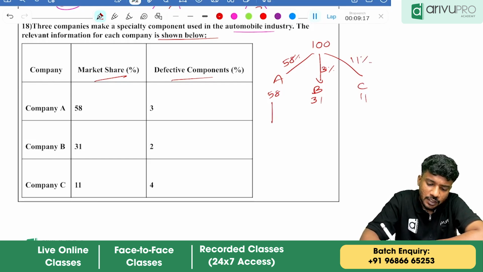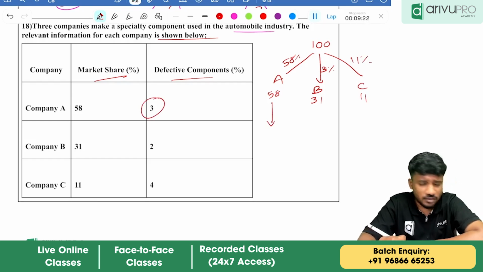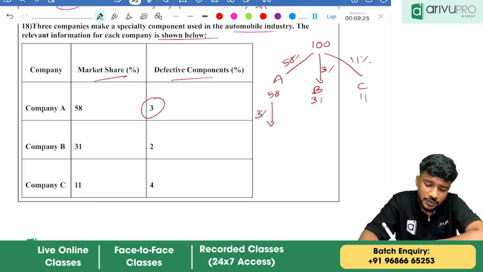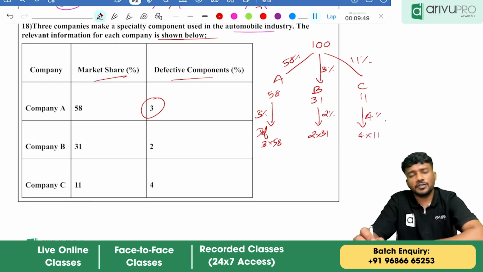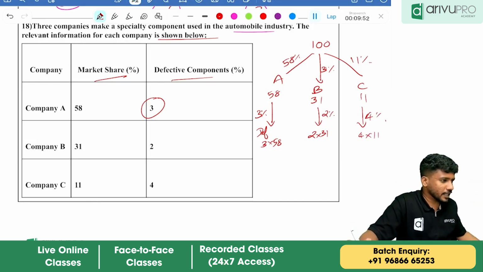Now, if you ask me, company A produces 3% of the defective components. There are chances of 3%. That means 3% of defective means what? 3 into 58. Okay, 3 into 58. I'll write it. Then here it will be what? 2%, right? 2 into 31. Then here it will be what? 4%. Correct? Here it is 2%. Here it is 4%. So 4 into 11. So we are ignoring the percentage values and all. We are directly going for the answer.